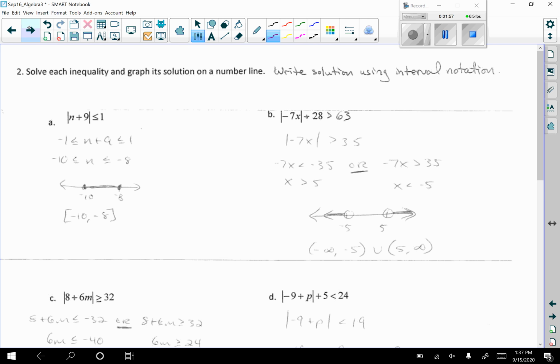All right, on the back, we have the inequalities. So just look here. Again, we have to isolate the absolute value. This is a less than, so we set n plus 9 in between, or it is in between the negative 1 and 1, and then we just solve. But for B, we have to first subtract 28, and then we set this as a greater than, so we're beyond. So negative 7x is less than a negative 35, or negative 7x is greater than 35.